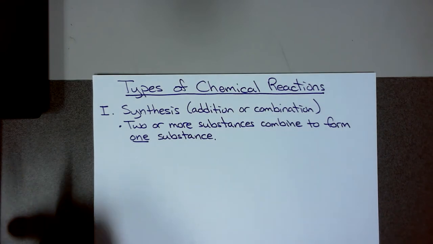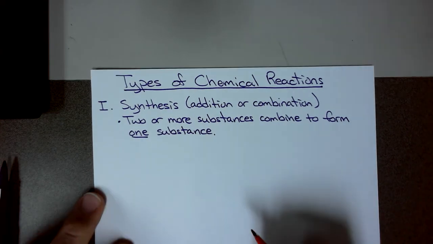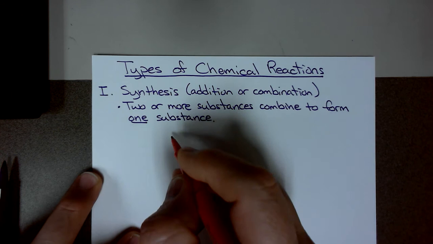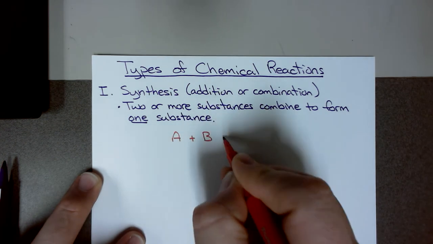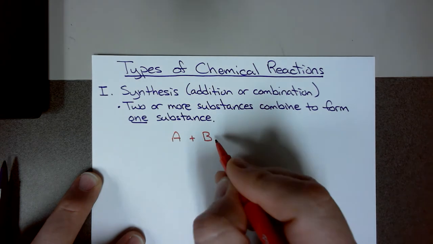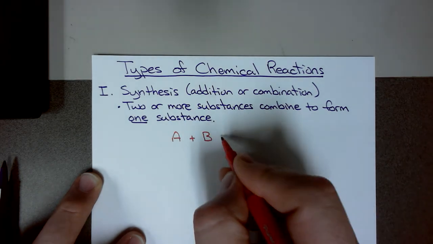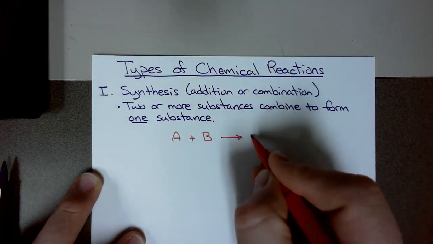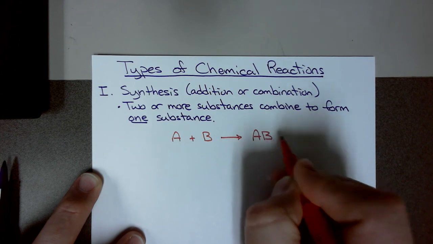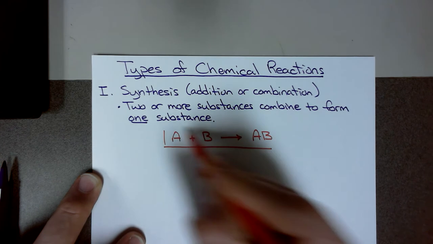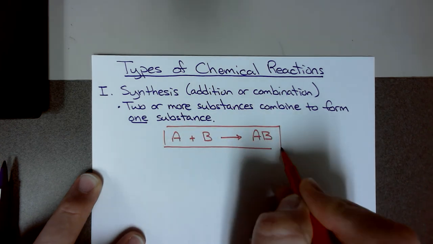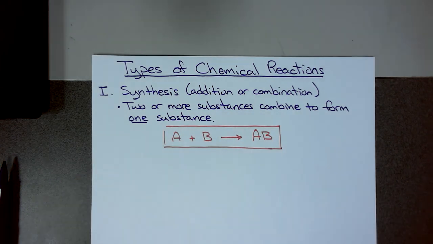And what that looks like is, in generic form, we would have substance A plus substance B, and it could be A, B plus C, it's two or more, but A plus B combining to make one substance AB. So this is the generic form of the reaction, and here's an example.